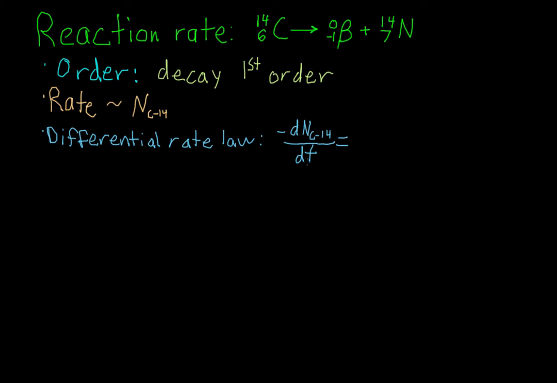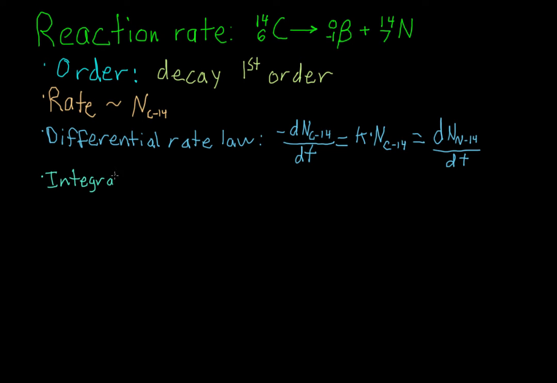The differential rate law says that the rate of change of the carbon-14 atoms is equal to the rate constant k times the number of carbon-14 atoms. Now we could also study the rate of formation of nitrogen-14 atoms, and it's going to be exactly the same equation, except without the negative sign in front. And we also have an integrated rate law.